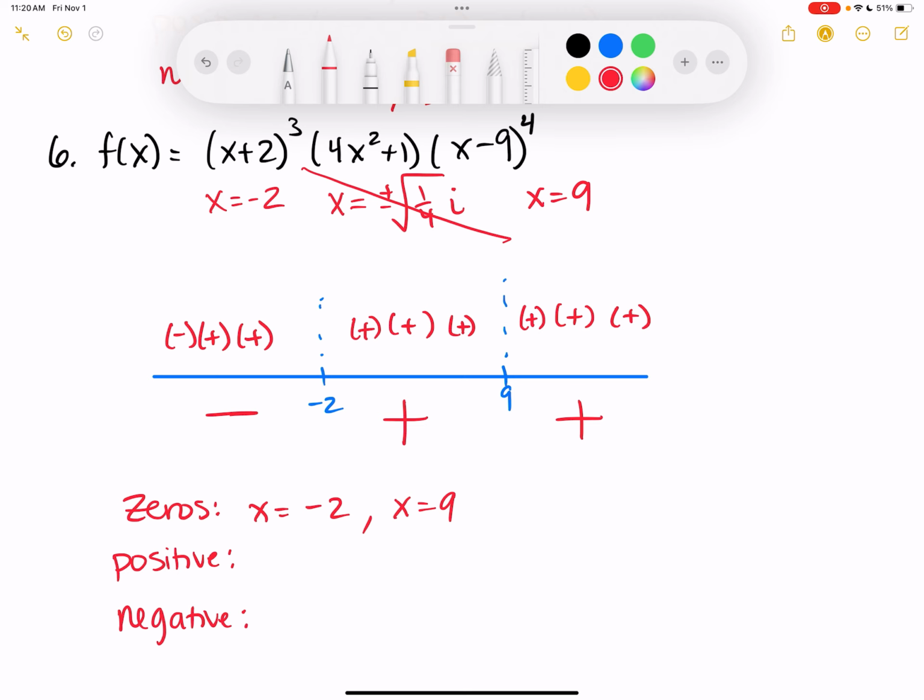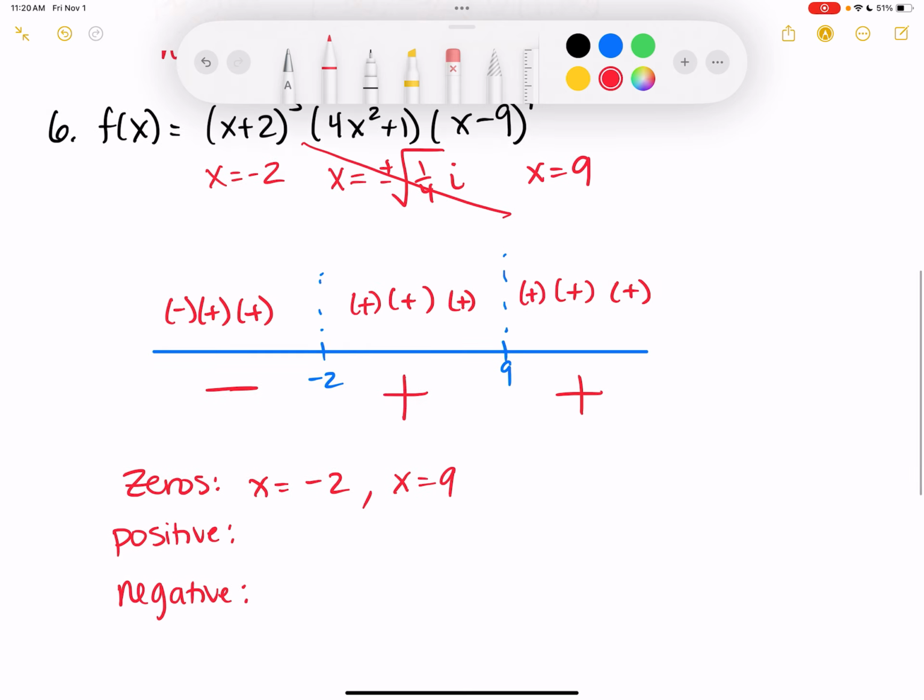All right, so it is positive from negative 2 to 9, union 9 to infinity. And then it's negative from negative infinity to negative 2. All right, are there any questions on those ones that are equalities?